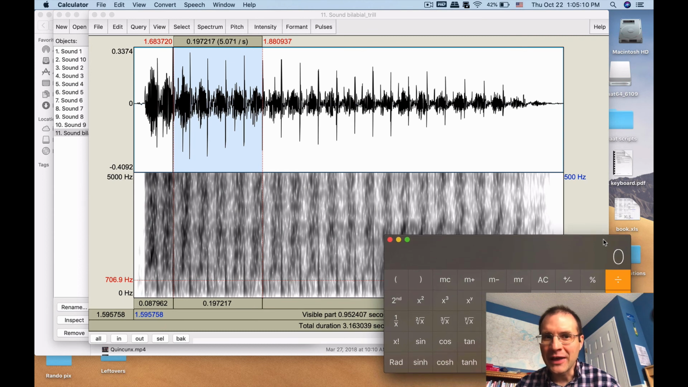We can round that off and say we're going to do 5 repetitions in 0.2 seconds, or 5 repetitions in about 1/5 of a second.